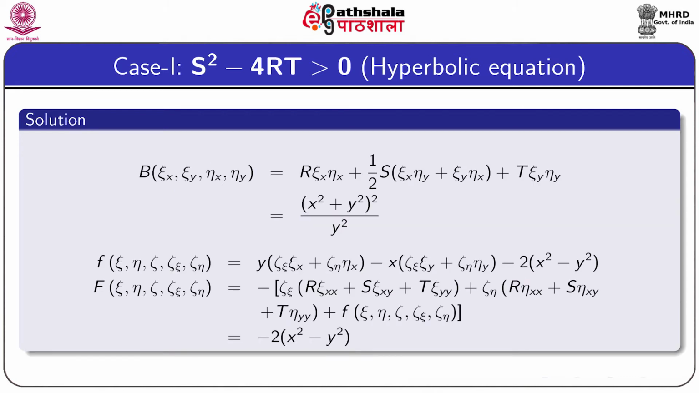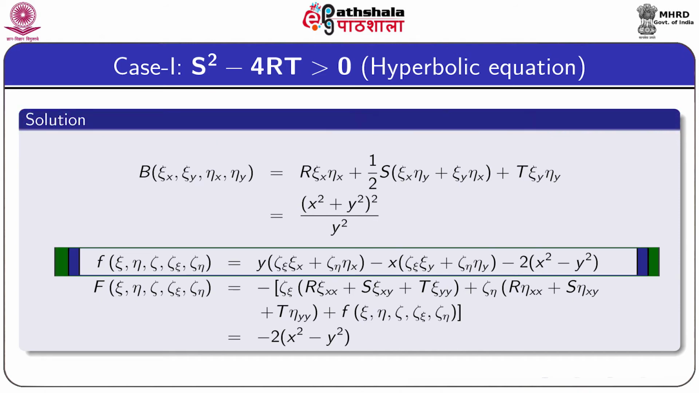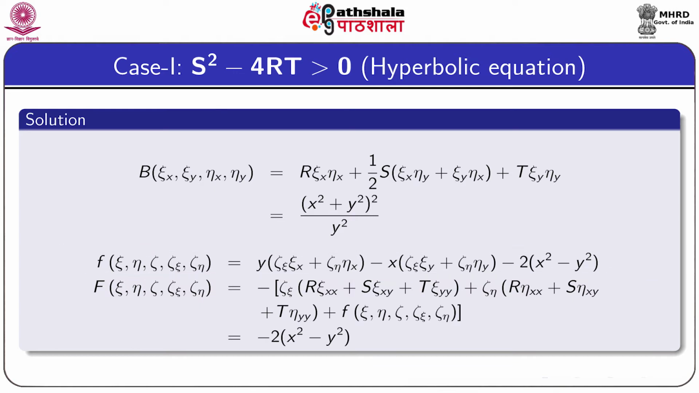Therefore, our equation becomes b equals to this, which is written here, (x square plus y square) whole square by y square, and small f becomes this: y into (zeta xi, xi x plus zeta eta, eta x) minus x into (zeta xi, xi y plus zeta eta, eta y) minus 2 into (x square minus y square), and capital F becomes minus 2 into (x square minus y square).